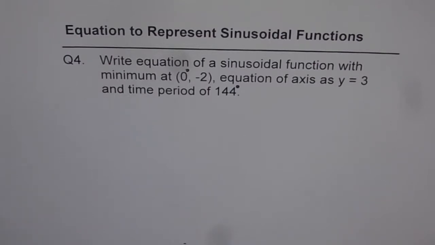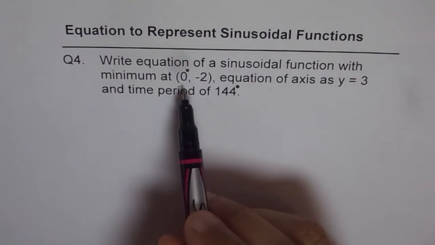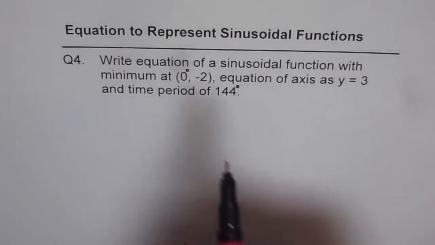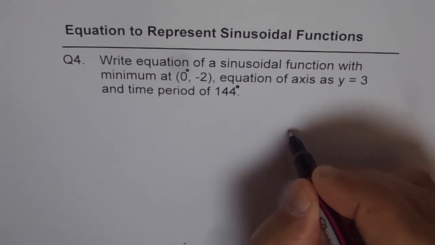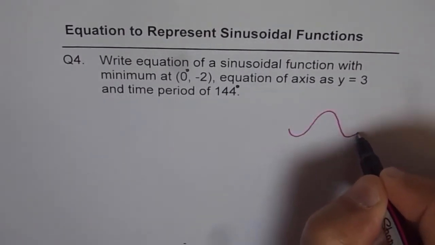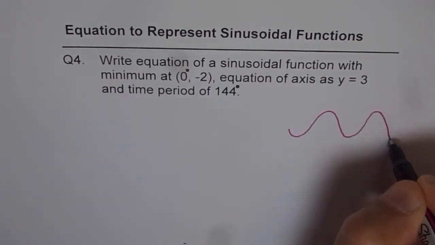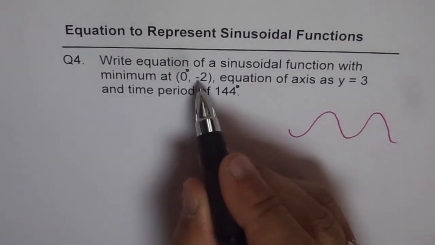Now to write the equation, let's first sketch and see what is given to us, right? So the sinusoidal function starts with a minimum, which is (0, -2). The equation of the axis is given to us. So let me just draw a curve here, and then we'll fill out what is given to us and try to figure out the equation. So it starts with (0, -2).